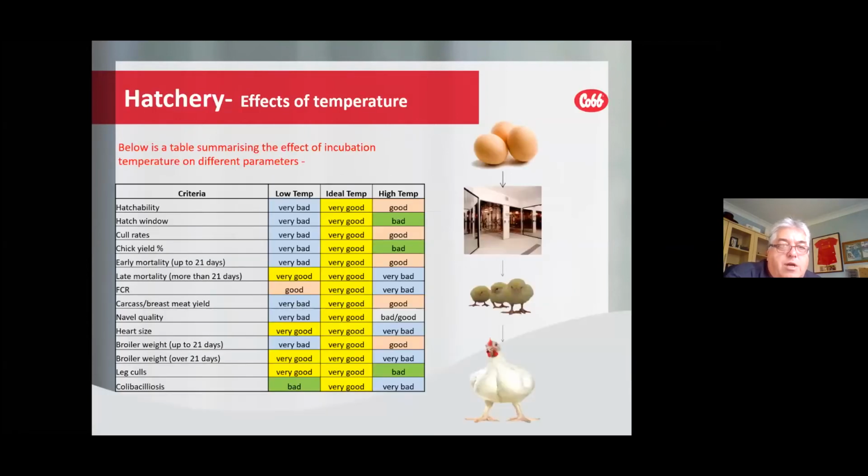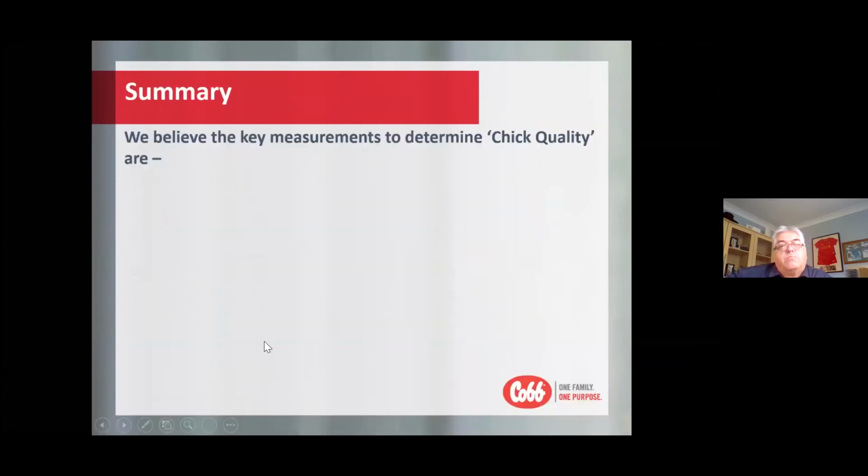This is a table we've done to summarize what we see as the effect of temperature and how it can affect different criteria. So as you can see, for hatchability, low temperature is not good. High temperature is okay, but it's not as good as the ideal range of 100 degrees to 101 degrees. And when you come to feed conversion, low temperature is very good, but high is very bad. So it's just a summary table which you can use.